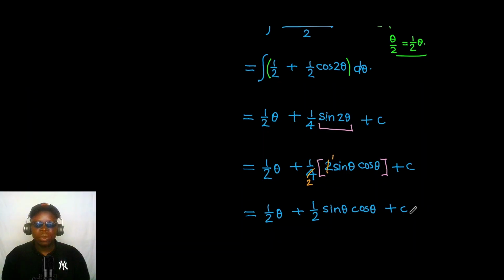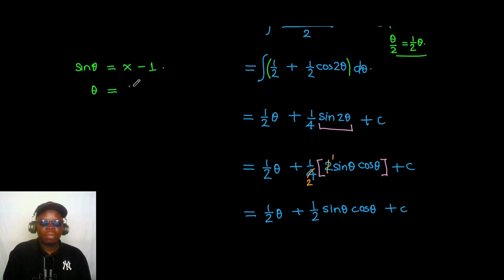But remember, theta was the variable we used for substitution for easy integration. Our original work was in terms of x, so we need to change back into x. Doing that, we need to come back here and recall that at first we said sine theta is the same as x minus 1. So this becomes our starting point for the substitution. Here we can get an expression for theta, which is sine inverse of x minus 1.